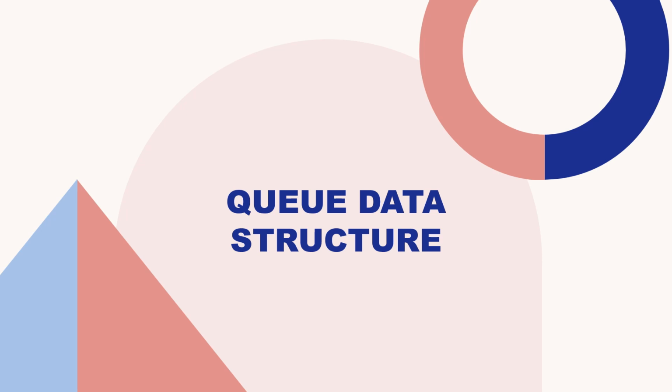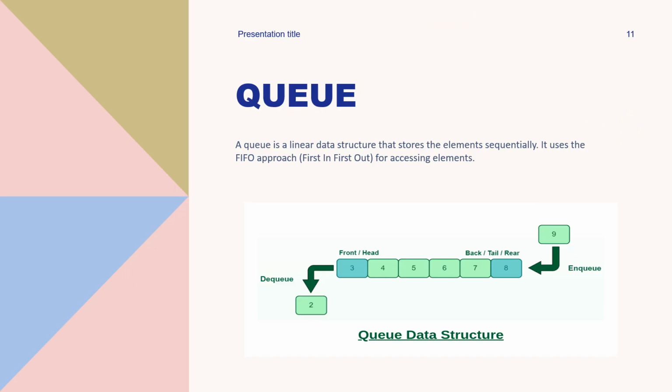Now the queue data structure. So the queue is also a linear dynamic data structure, and it uses the FIFO approach, that is first in first out, whereas the stack follows the LIFO, that is last in first out approach. Here the queue follows the first in first out approach.